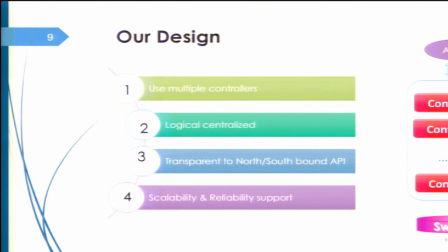In our design, we use multiple controllers, since a single controller is a bottleneck. But the multiple controllers will be organized into a logically centralized one. The design is also transparent to the northbound and southbound APIs. That is, the southbound API is OpenFlow and the northbound API is the APIs between the applications. And the design also considers scalability and reliability support.